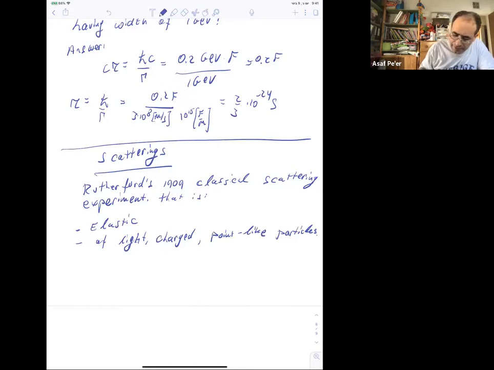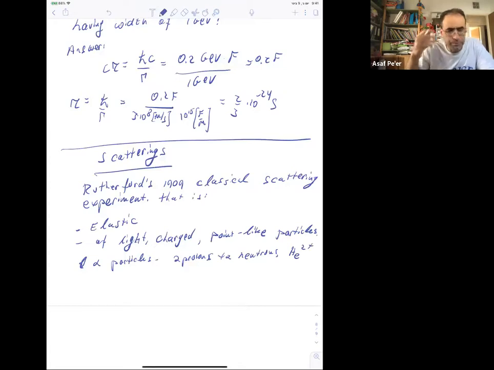Which are being scattered. So in Rutherford scattering, these are the alpha particles. That means 2 protons plus 2 neutrons, the nucleus of helium. We know electrons.